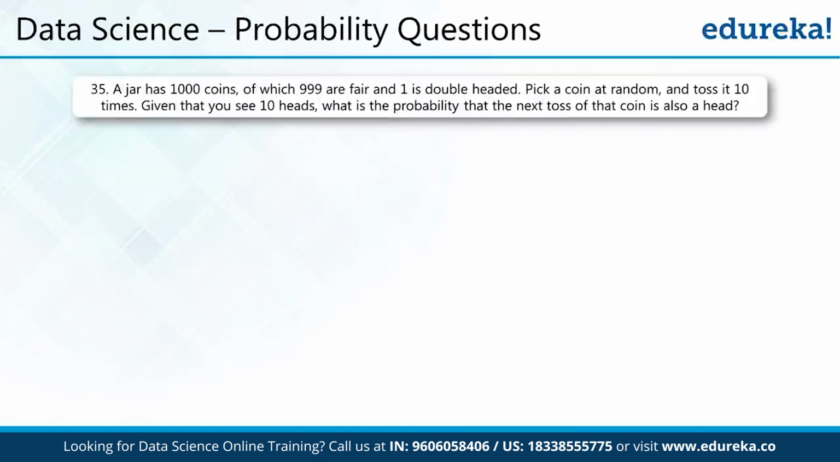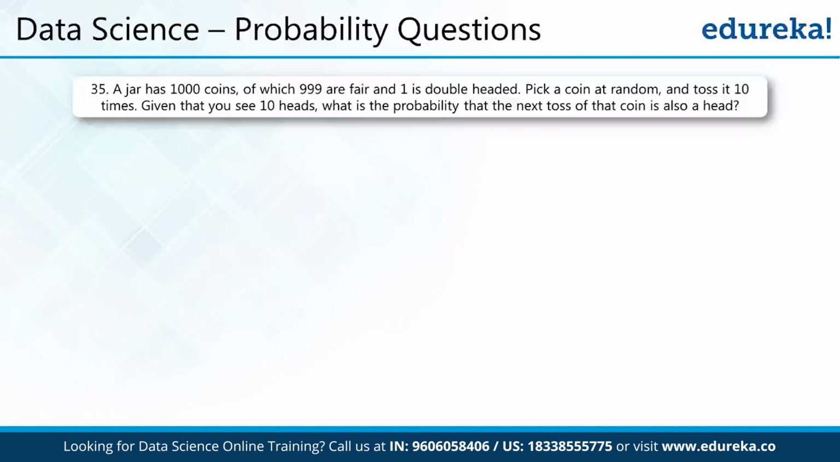So let's take up this question, which says the jar has 1000 coins, of which 999 coins are fair, which means one head and one tail, and there is one coin which is tampered with, and both sides of that coin are heads.